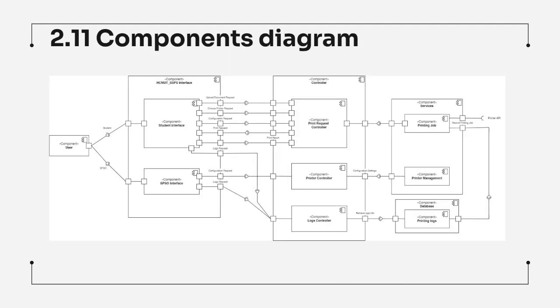So the last diagram will be the component diagram. This component diagram consists of two types of users, the student and the SPSO. We have their separate interfaces. The student interface will have many tasks for the student to do: the upload document, the choose printer configuration request, or the print request, or maybe the student wants to check their log.